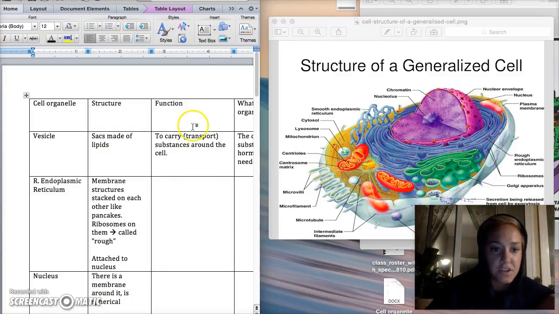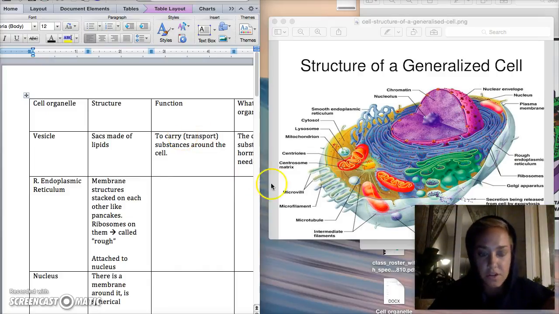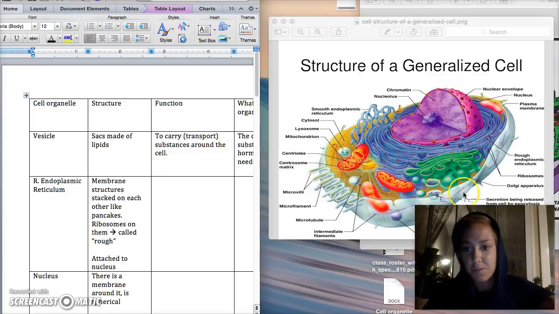Okay, we started yesterday or Monday with vesicles, and we said that the structure of vesicles is that they are sacs and they are made up of lipids. And we said their function was to carry or transport substances around the cell. Okay, so great, let's see what that is on the picture. You guys have a drawing of this that I gave you on Friday and we colored, but here's another one. The vesicle would be this small little ball looking thing right here. Okay, that's a vesicle, and it's supposed to carry and transport substances. So that's what this picture is showing.